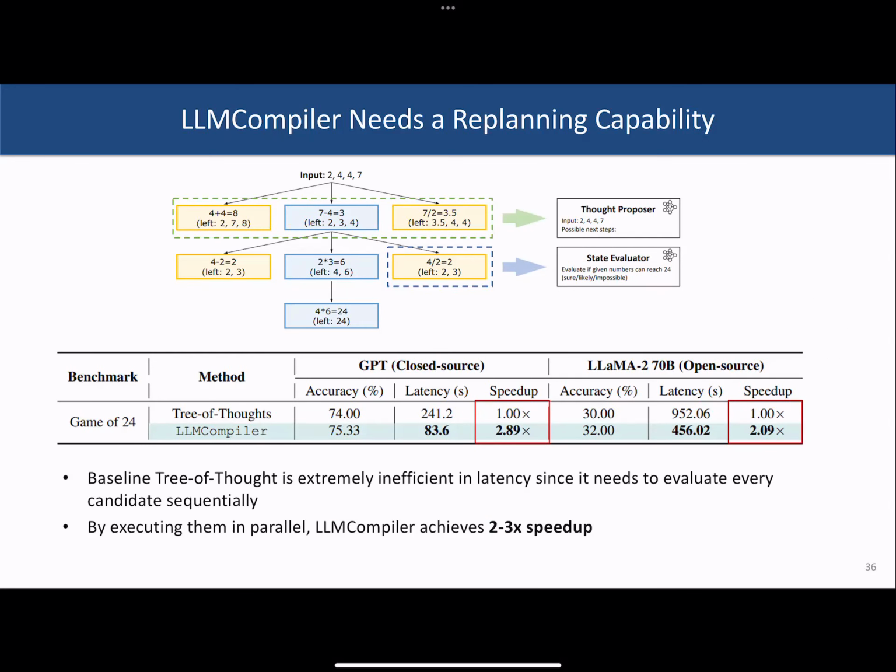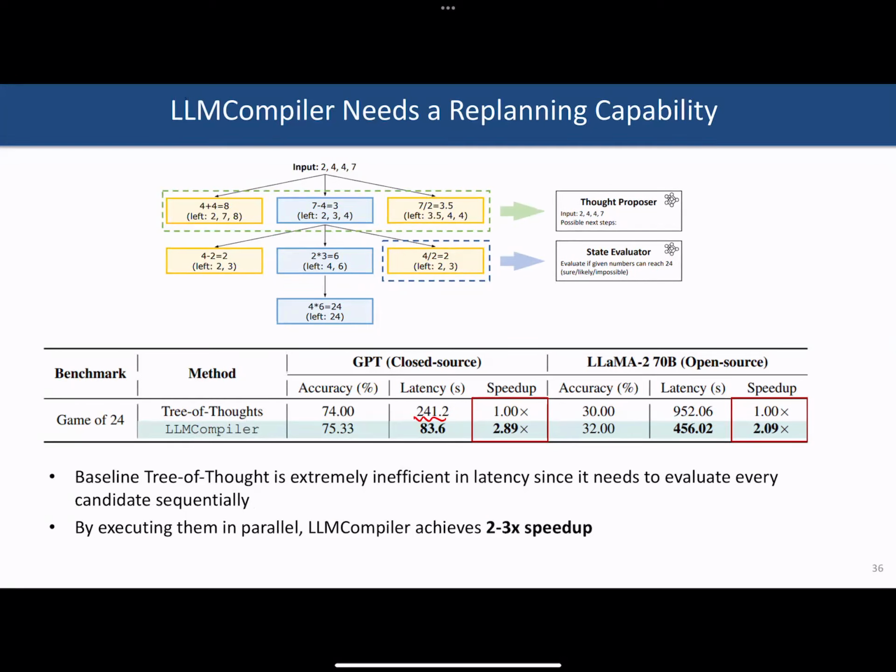So we compare LLMCompiler against Tree of Thoughts, and one limitation of Tree of Thoughts is that all this thought proposal and state evaluator has to be executed in a sequential way, which results in a significant latency overhead. But our LLMCompiler can solve this problem by using the replanning capability, and at the same time, it handles all the parallel tasks for thought proposal and state evaluator properly, so we can reduce the latency by up to 2x or 3x, depending on what models you're using.